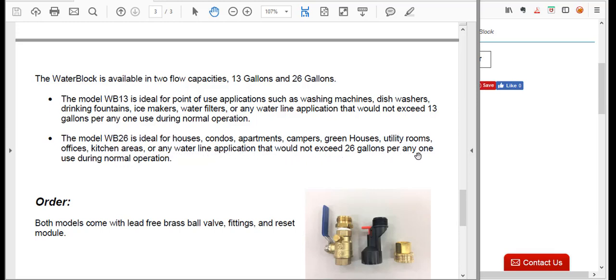Both models come with a lead-free brass ball valve, fittings, and reset module.